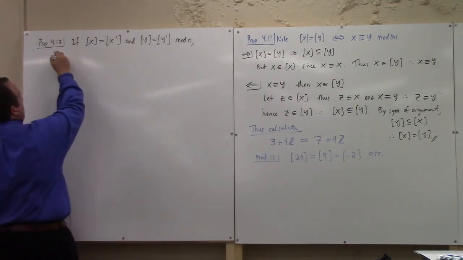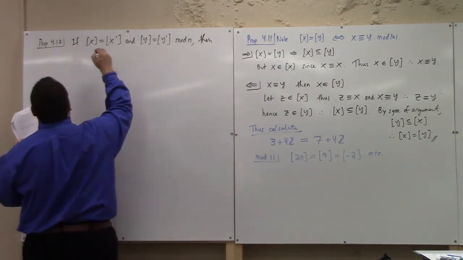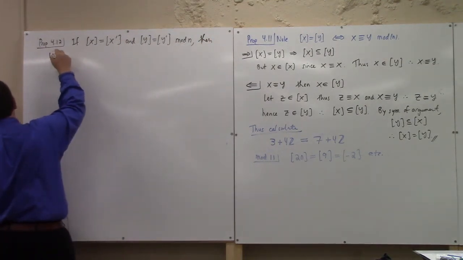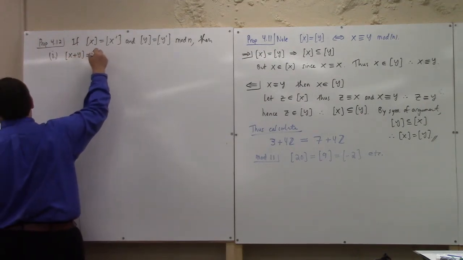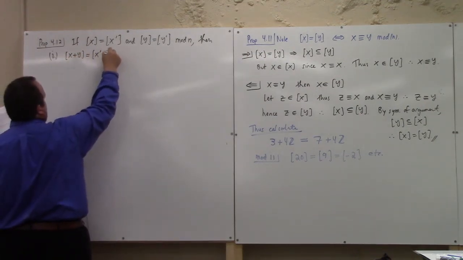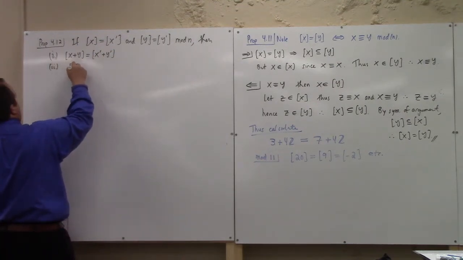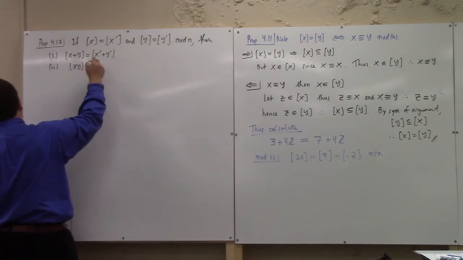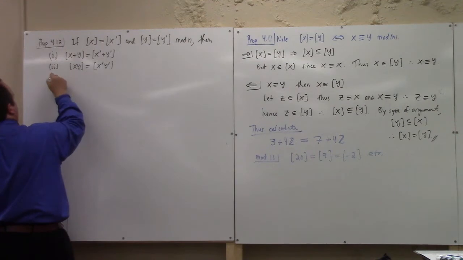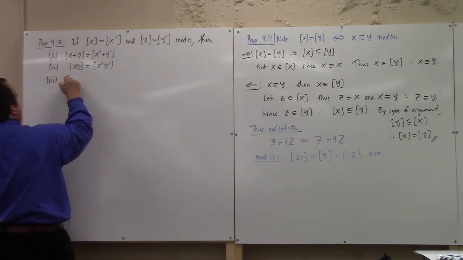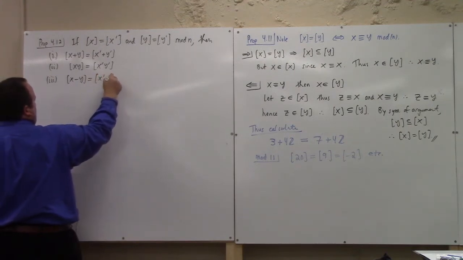Then, here we go, numero uno. The equivalence class of x plus y is equal to the equivalence class of x' plus y'. Two, the equivalence class of xy is equal to the equivalence class of x'y'. Three, the equivalence class of x minus y is the equivalence class of x' minus y'.